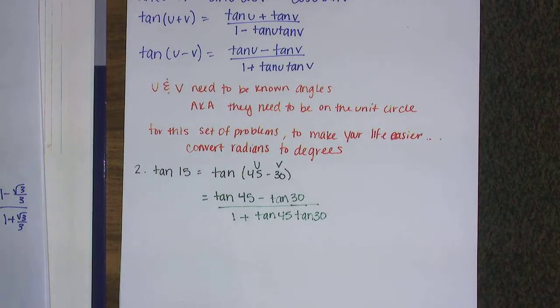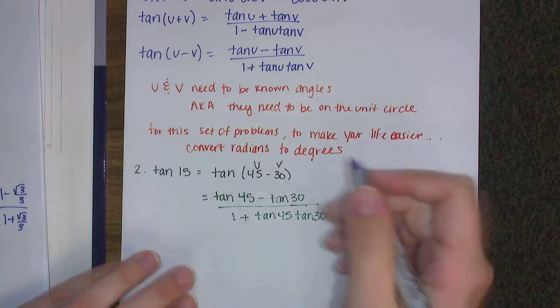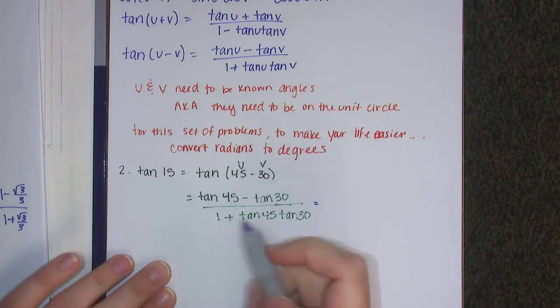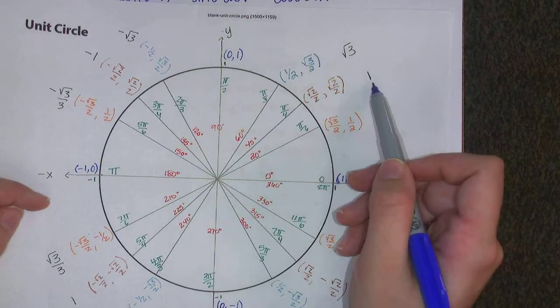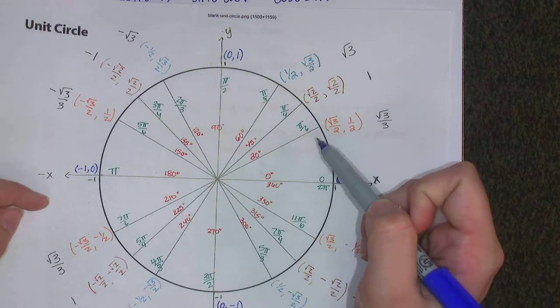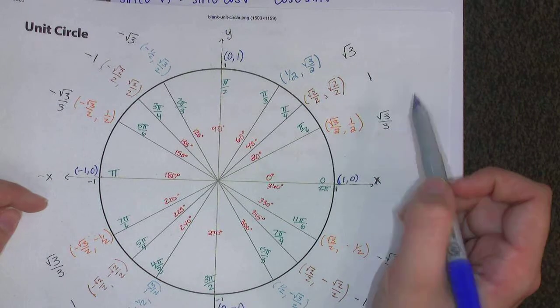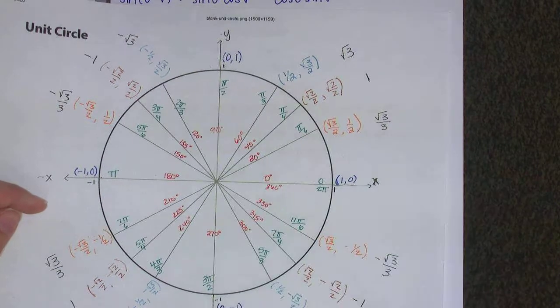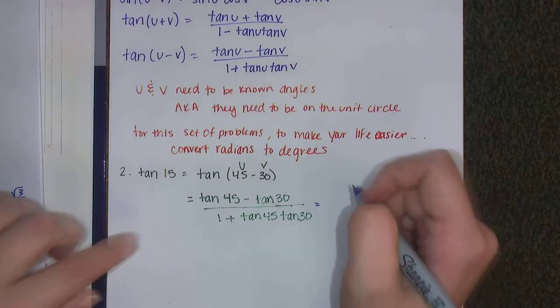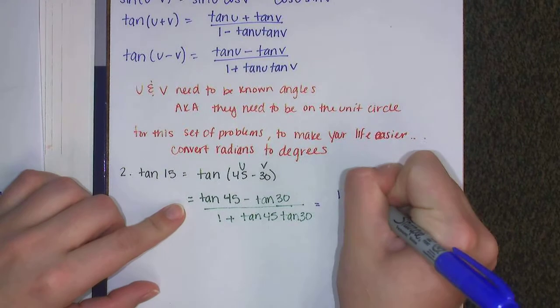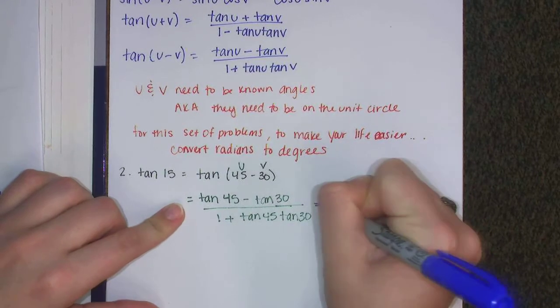So, now I go to the unit circle, okay, and I need to know what the tangent of 45 is. So, the tangent of 45, well, that's easy, that's 1. Tangent of 30 is root 3 over 3, so I'm just going to go ahead and look at both of those while I'm here. So, on the top, I have 1 minus root 3 over 3 all over 1 plus 1 times root 3 over 3.